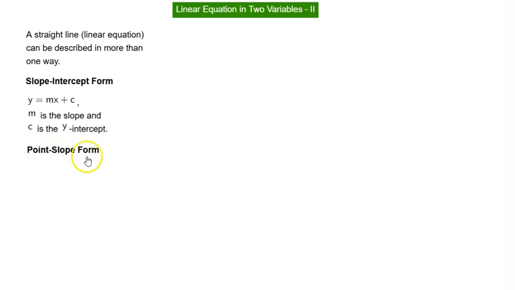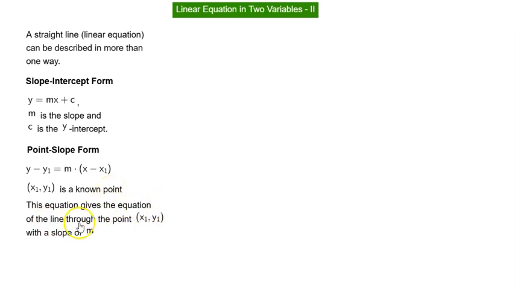The second is point slope form. So y minus y1 is equal to m times x minus x1, where x1, y1 is a known point. This equation gives the equation of the line through the point x1, y1 with a slope of m.